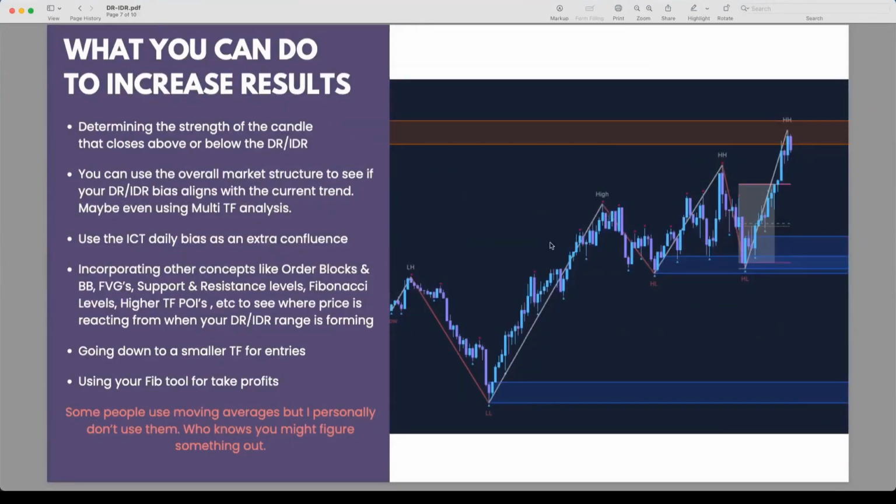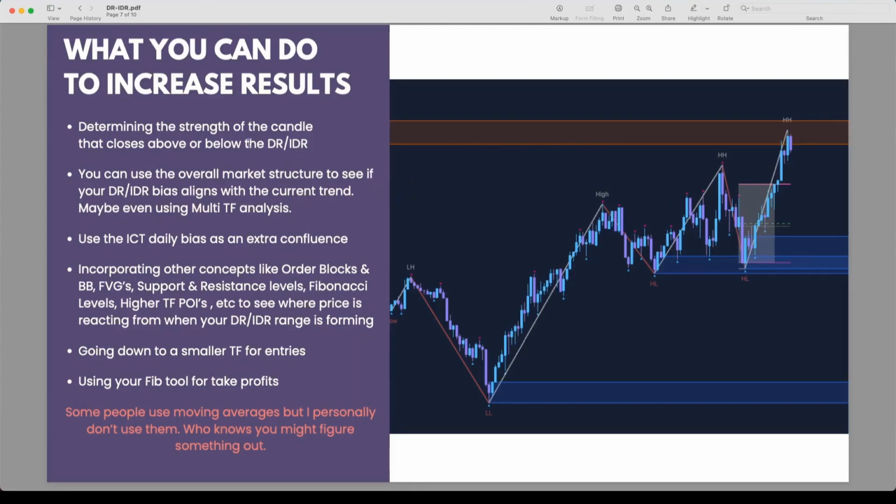So what are things that you can do to increase your results? So the first thing is determining the strength of the candle that closes above or below the DR or IDR. So let's say you have a fairly small candle, not too big. You can see that it barely wanted to close above the DR or the IDR. You might want to say, okay, you know what? I'm going to wait and see if price action plays out the way I think it's going to play out, right? Because more than likely, if you do not see strong momentum, it's probably not going to play out.